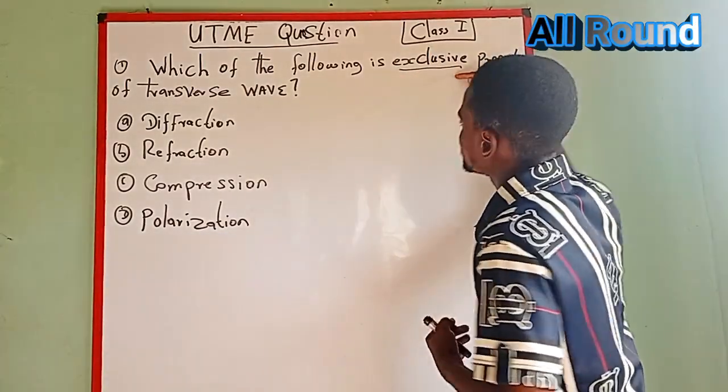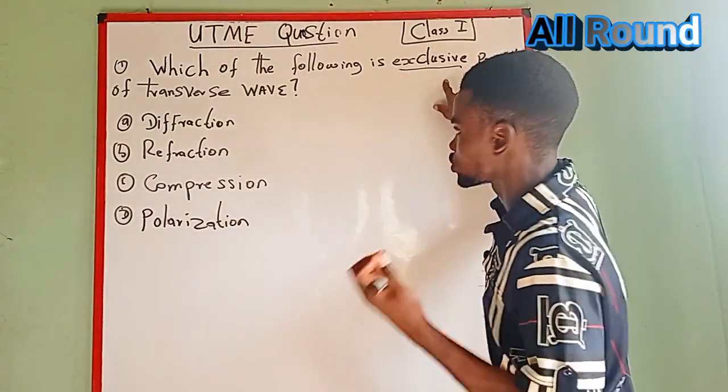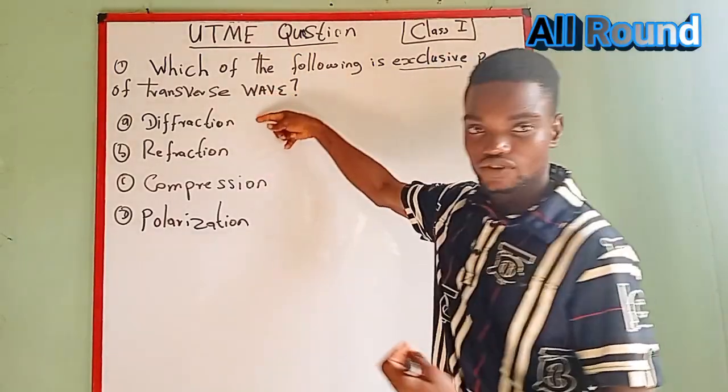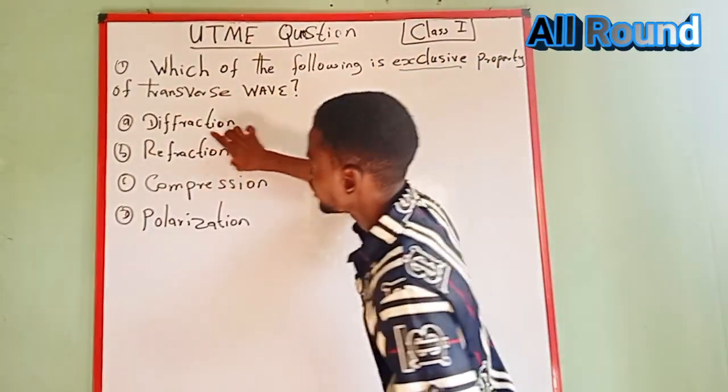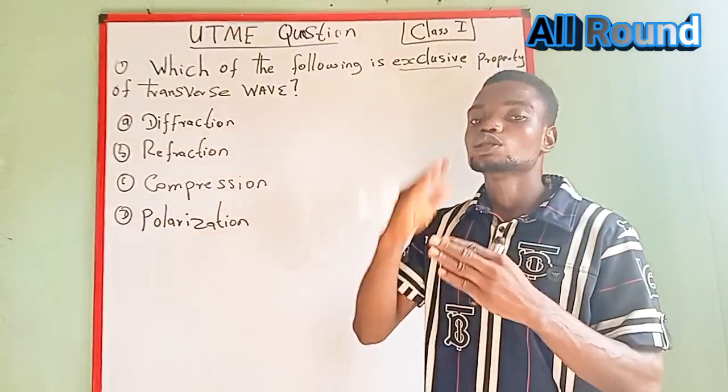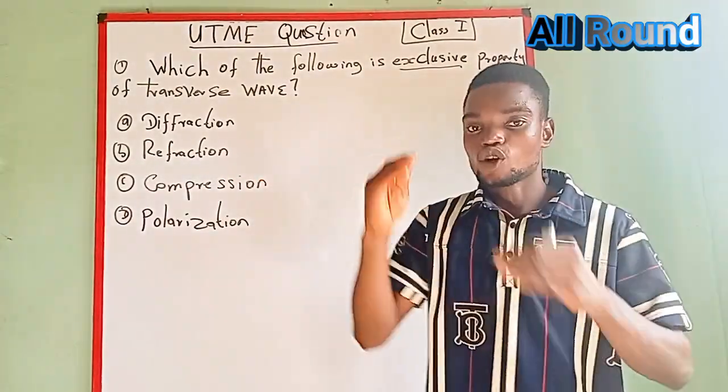When we say exclusive, it means something that does not belong to something. So what does not belong to the properties of a transverse wave? The first one is: is it refraction, compression, or polarization? Let me know your answer, because these are marathon season questions. Let me know your answer in the comment section.